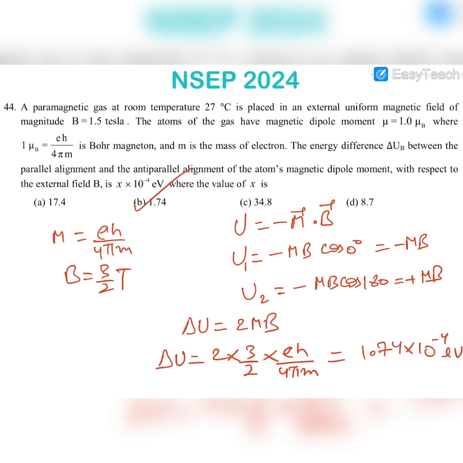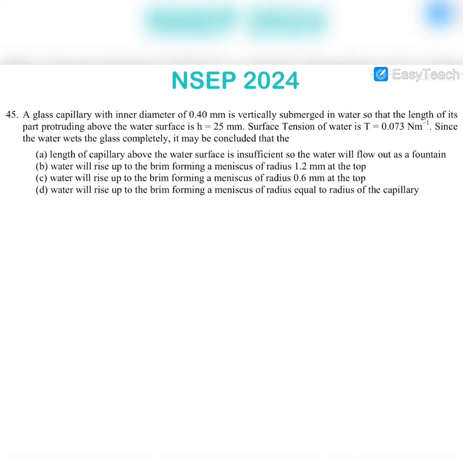Now this will not be the exact value. You will be getting a value which is nearer to this value. So we can say that this will be the correct answer. Now we move on to the next question.